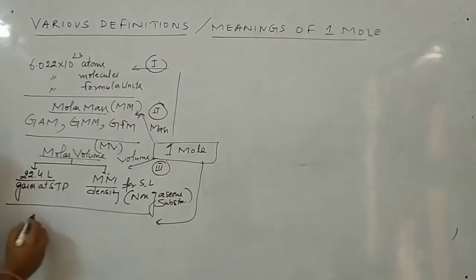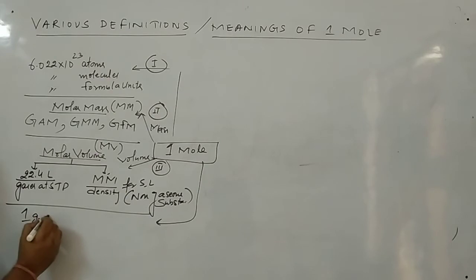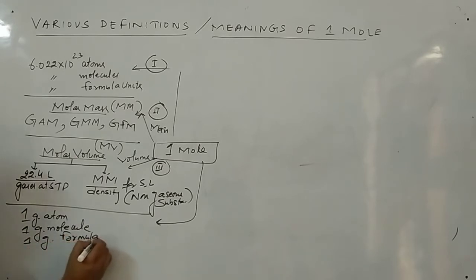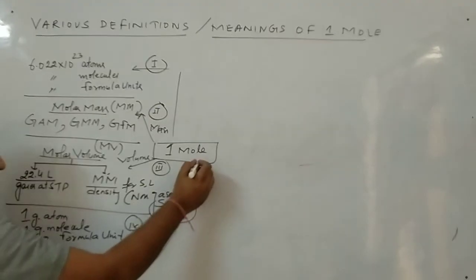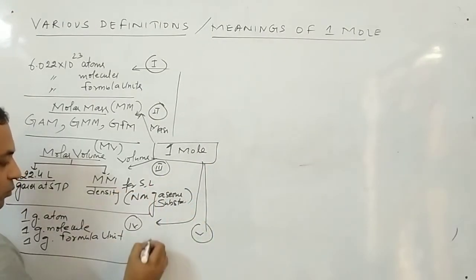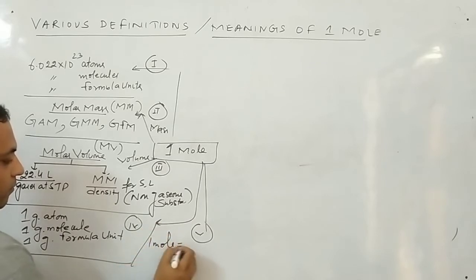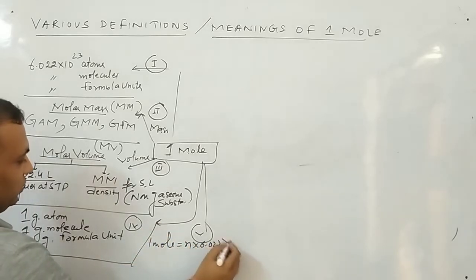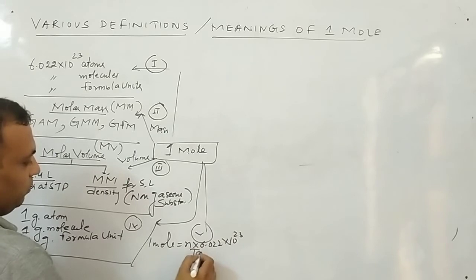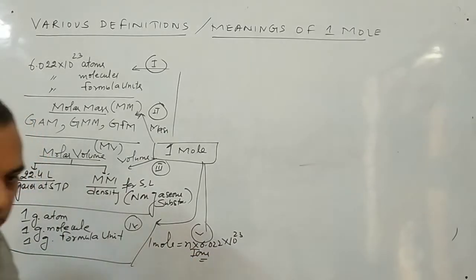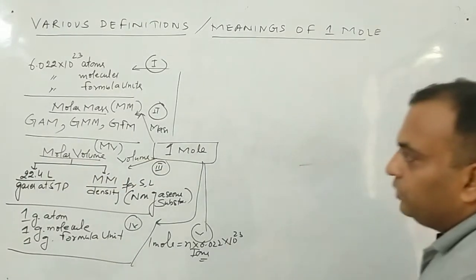1 mole contains 1 gram atom, 1 gram molecule or 1 gram formula unit. This is your number 4. And number 5, 1 mole contains n into 6.022 10 raised to the power 23 ions. Okay, so these are all the definitions of 1 mole that we have done.